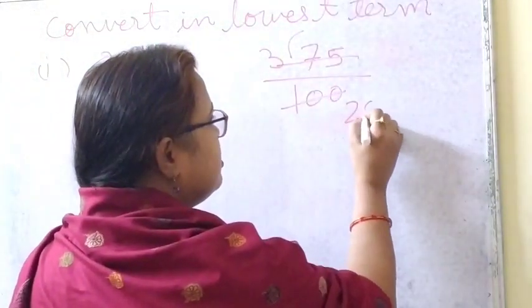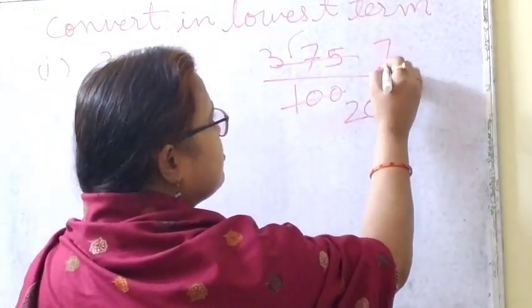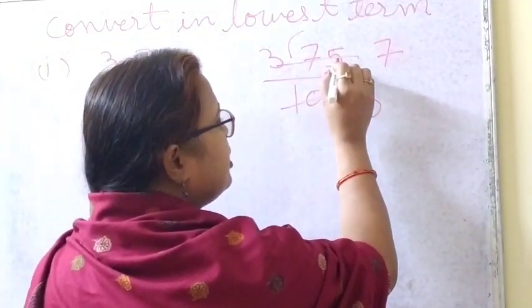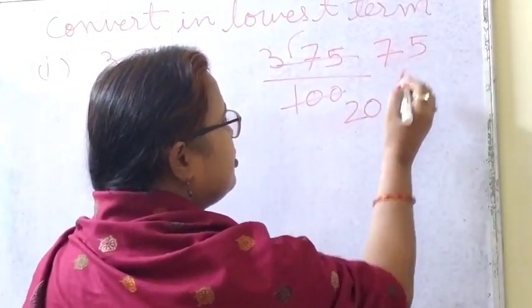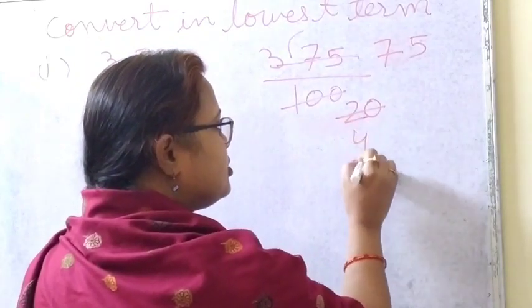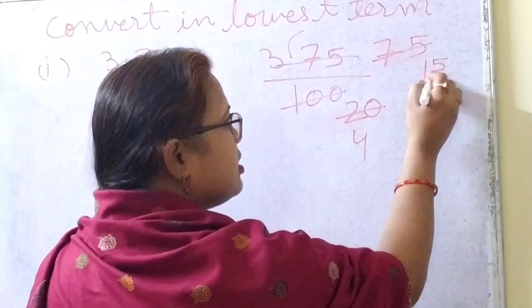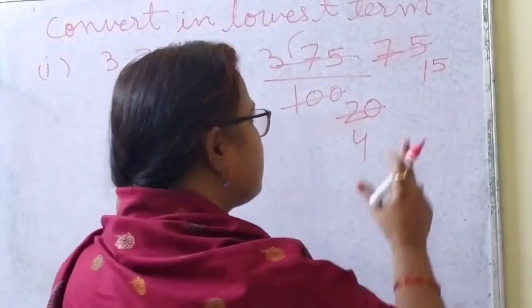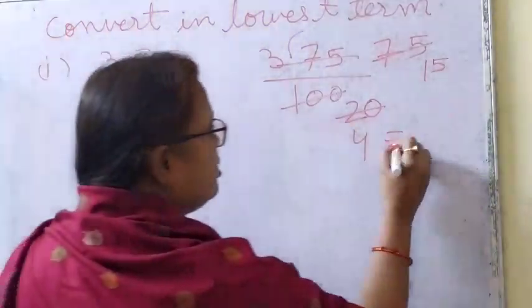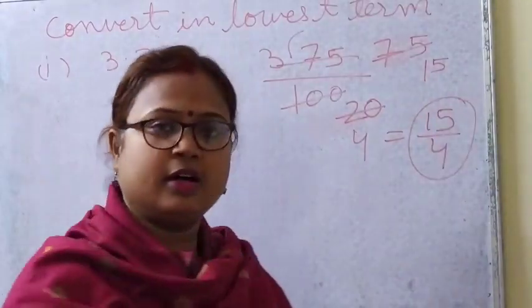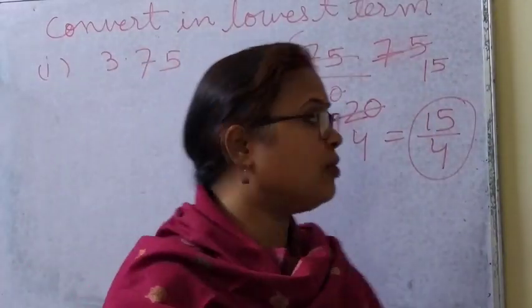Okay? Then 5. 5 2s are 10, 0, 0. Then 5 7s are 35, 36, 37. 2 here 25, it becomes 5 5s are 25. Again 5 4s are 20, 5 1s are 5 and then 2 here 5 5s are what? 25. So what we have? 15 by 4 and this 15 by 4 is the answer. Clear? Now the next one.